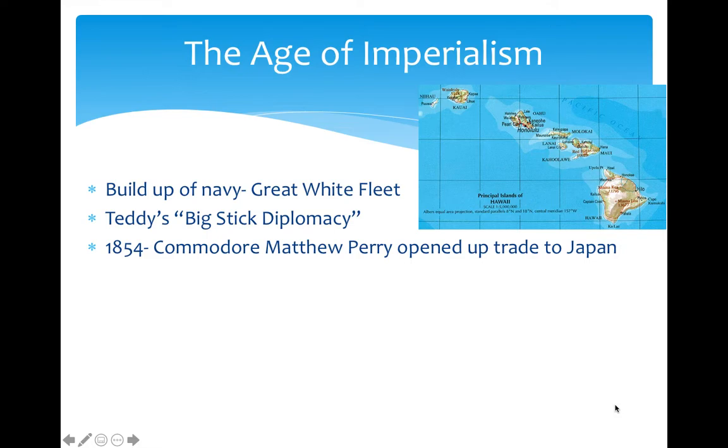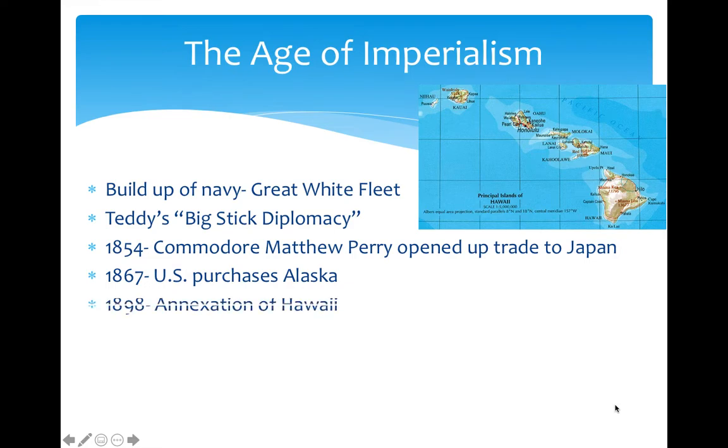So you don't need to write down Commodore Matthew Perry, but if you write down open up trade with Japan, that would be good. We start acquiring other lands outside of the 48 states, with the purchase of Alaska being very important. We also have the annexation of Hawaii. So make sure that you write down build up navy. We have big stick diplomacy. We have trade with Japan. We have Alaskan Purchase, annexation of Hawaii.